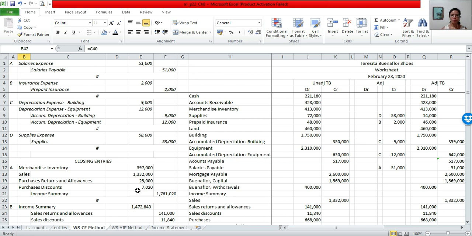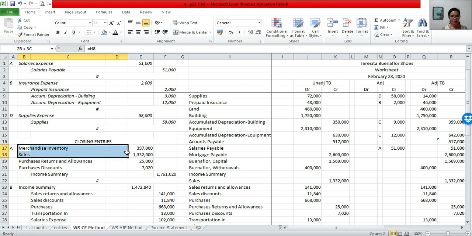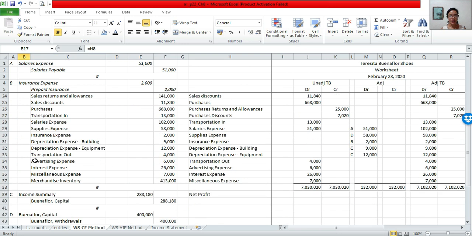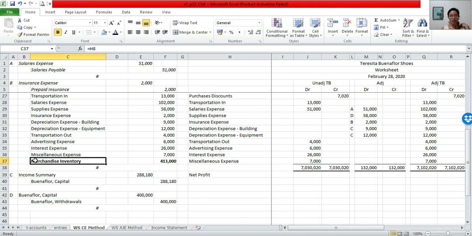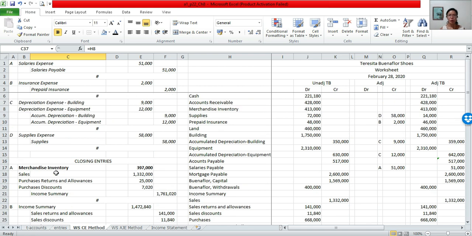The closing entry method simply means that the recognition, take note of the technical terms, the recognition of ending inventory and the de-recognition of beginning inventory happens in the closing process. Alright, so up next, we are going to talk about the worksheet. This time, we're going to illustrate it using the adjusting entry method.